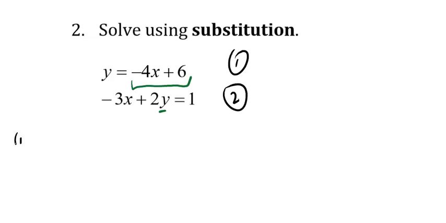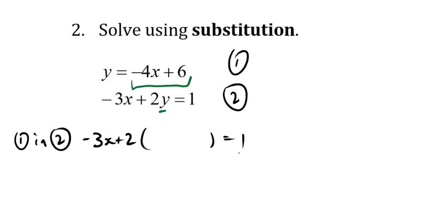So I go 1 into 2. So I start writing out 2. 3x plus 2y equals 1. And I write y in the other equation. Y equals 4x plus 6. I sub that in. That's the big step of how you solve with substitution.